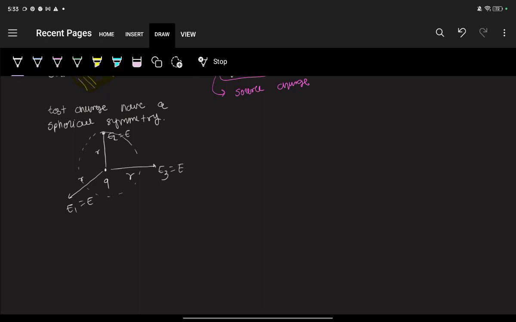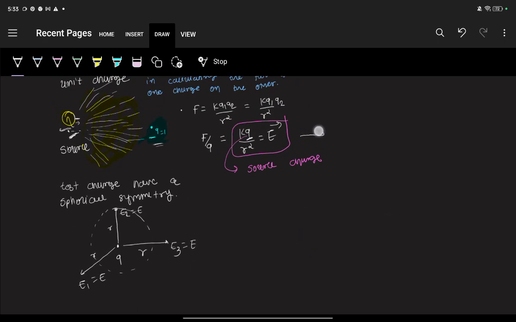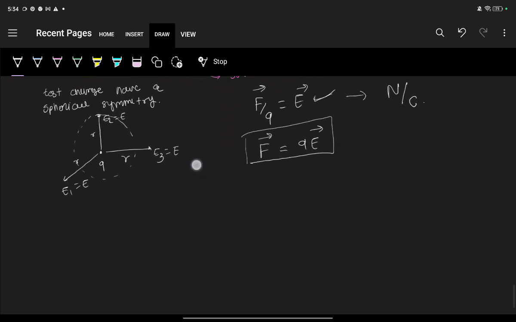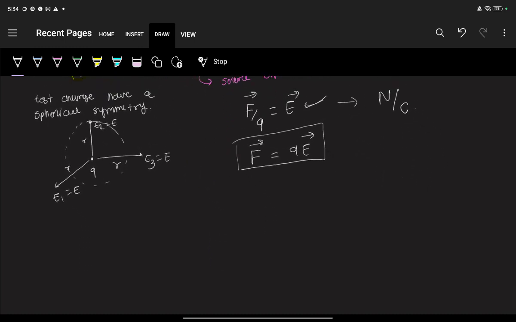Okay, so from this we can write F by q is equal to E, right? That means we can represent force in terms of electric field as F is equal to qE, or electric field as F by q. We can derive the SI unit of electric field from here, which is Newton per Coulomb. Done? Let's take one question.